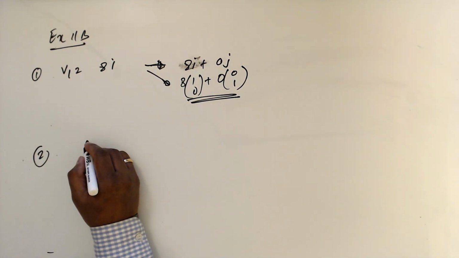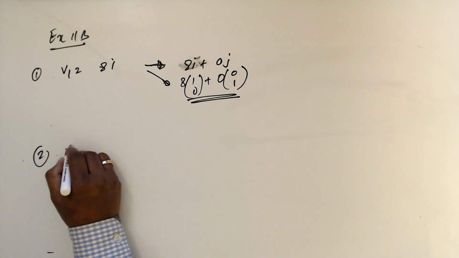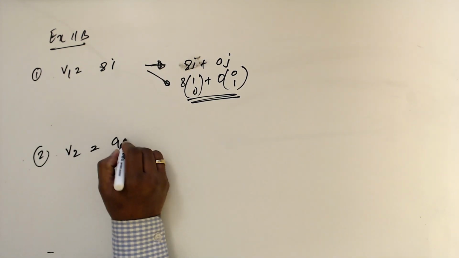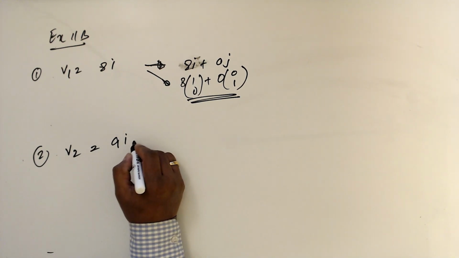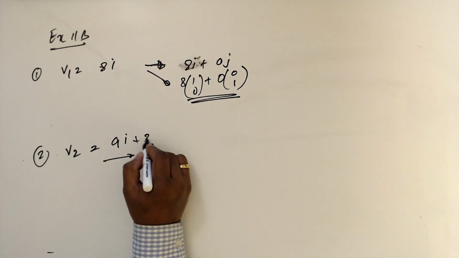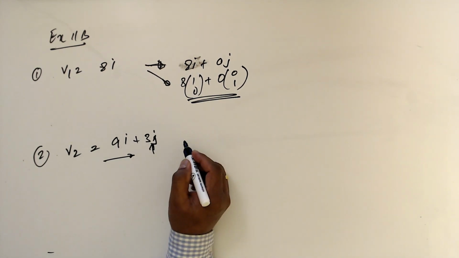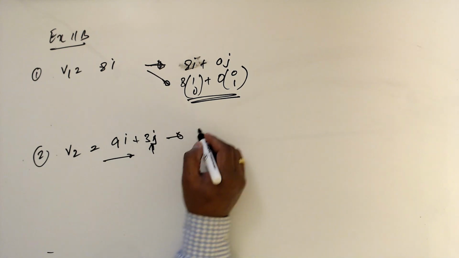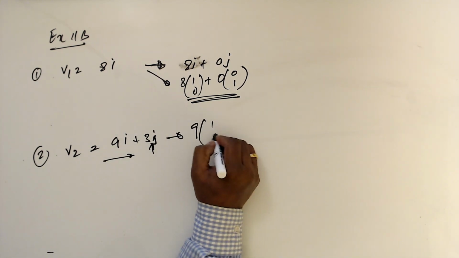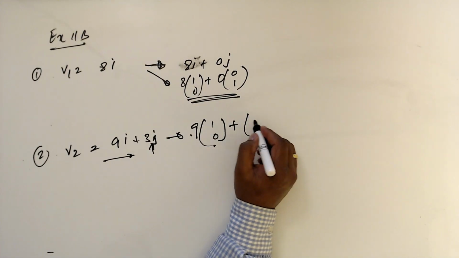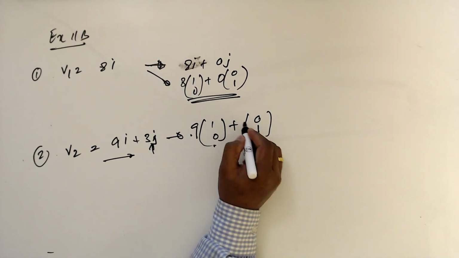Then V2 we can write 9i. So go to the selected 9 and go up 3 j's. So it's making like 9. This is I times 9 and this is j times 3.